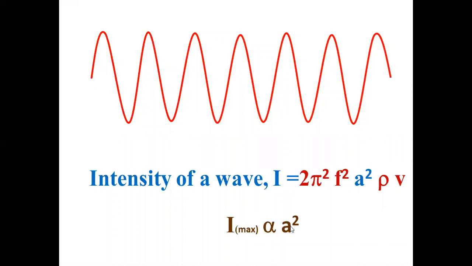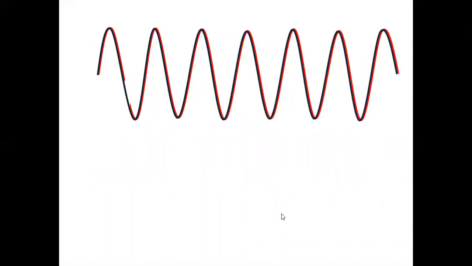Intensity is directly proportional to the square of the amplitude. Okay, let's move on. Now there are two waves here. One is red, another is almost black. They are starting from the same point and ending at the same point. No path difference, no phase difference. Path difference is 0, phase difference is 0. They are moving together identically.